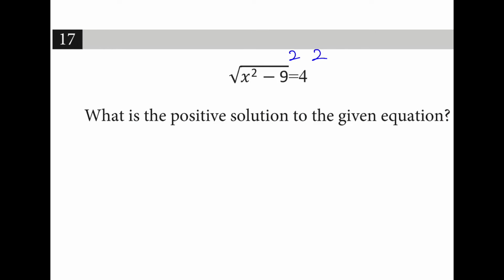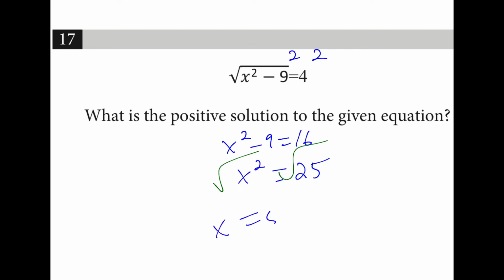First thing I do is square both sides, so now I have x squared minus 9 is equal to 16. I add 9 to both sides, so x squared is 25. Then I take the square root of both sides, so x is equal to 5. I want the positive solution, so I don't need to worry about plus minus.